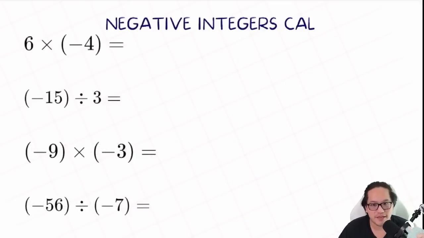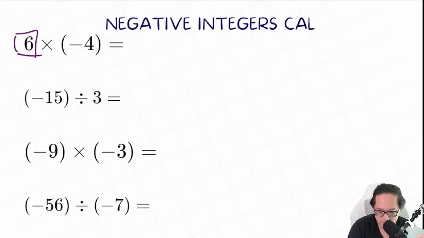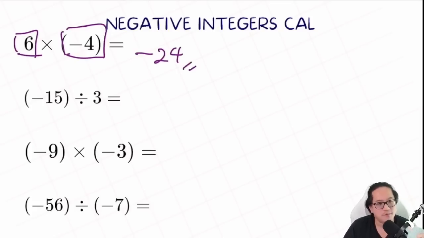Let's do some multiplication and division this time. So the first one we have 6 multiplied by negative 4. First thing, right? We know that a positive number multiplied with a negative number, the answer is negative. And now the last step, right? Just 6 multiplied by 4 equals 24. And that will be the final answer.